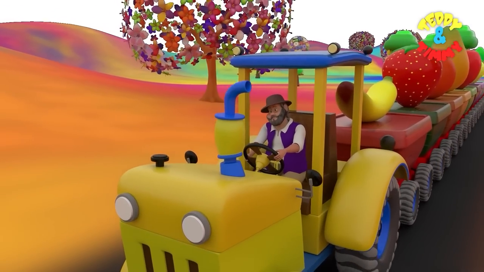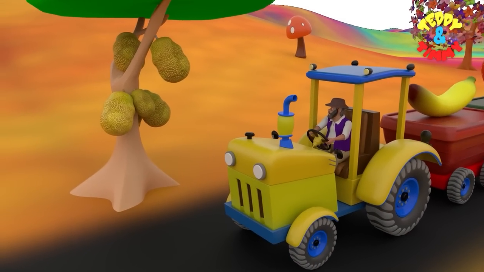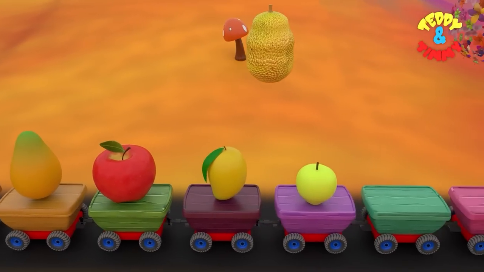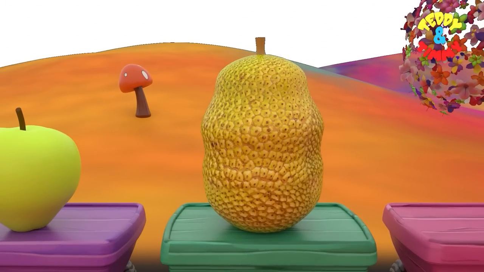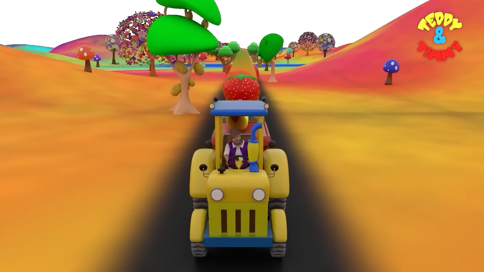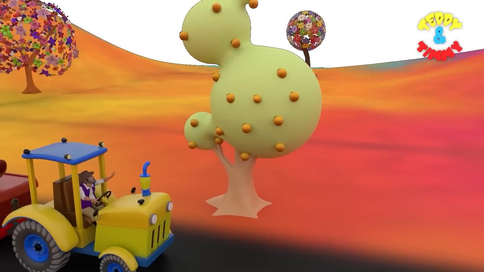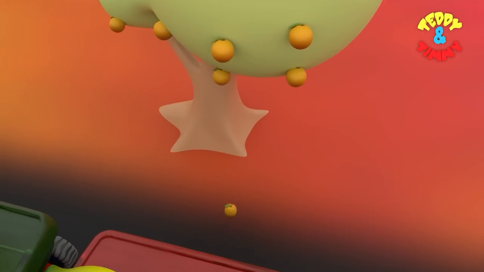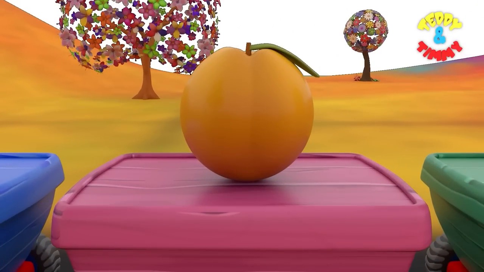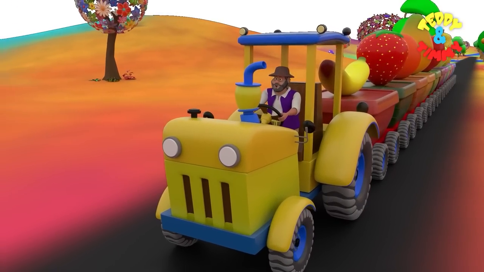Let's see the next fruit now. These are jackfruits. Jackfruit. I can see the next fruit tree. These are apricots. Apricot. Ho, ho, ho. We have one more fruit to go.